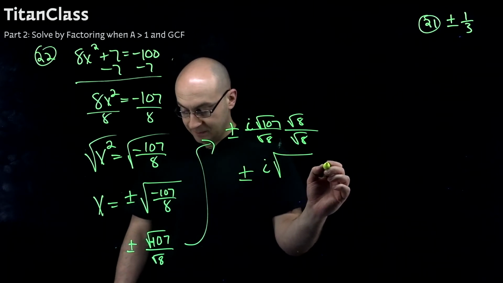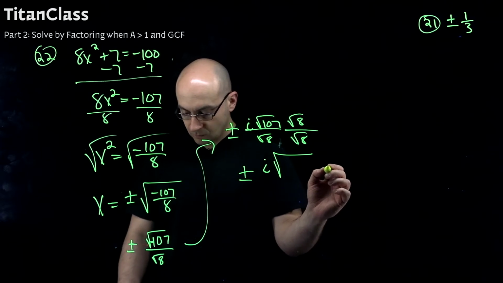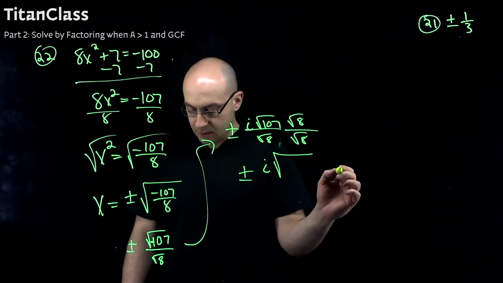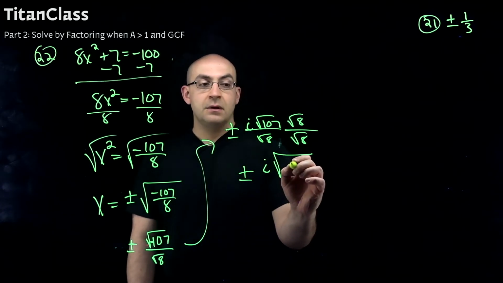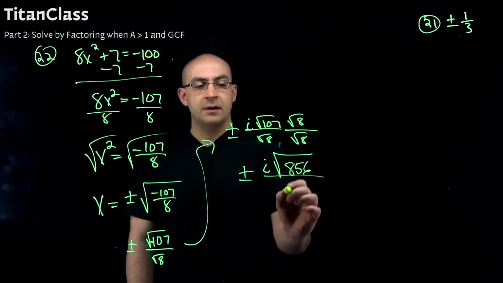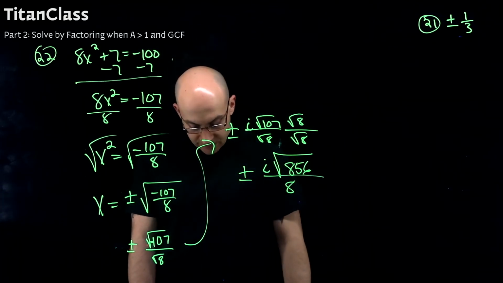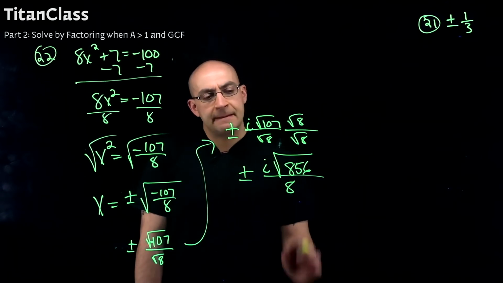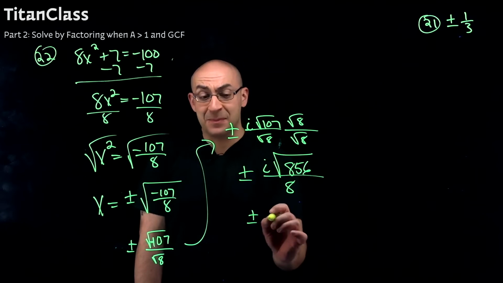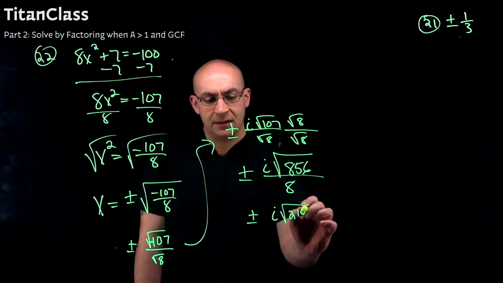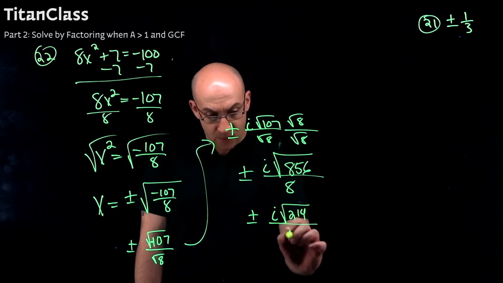This is ugly. 107 times 8, which is 856. This is simplifiable to some degree, over 8, right? So this is going to simplify to, or it's going to end up to be i root 214 over 4.